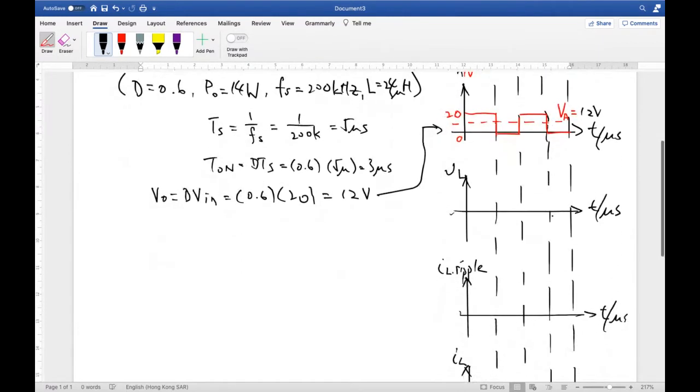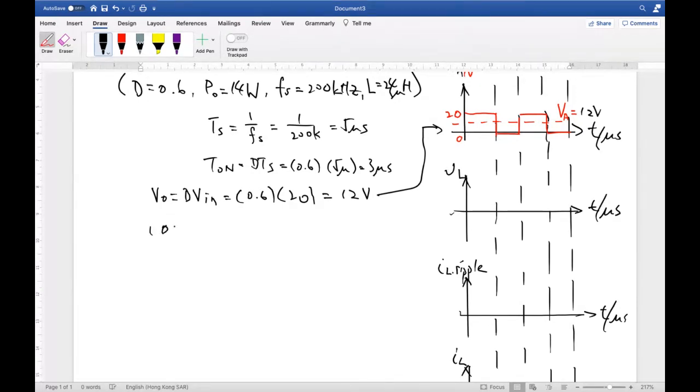And then VL, the inductor voltage. For the inductor voltage, we should remember that in the DC steady state, the average inductor voltage should be equal to 0. It means that during the on state it should be positive, and during the off state it should be negative. Otherwise, the average value would not be equal to 0. Correct? So we can do it one by one.